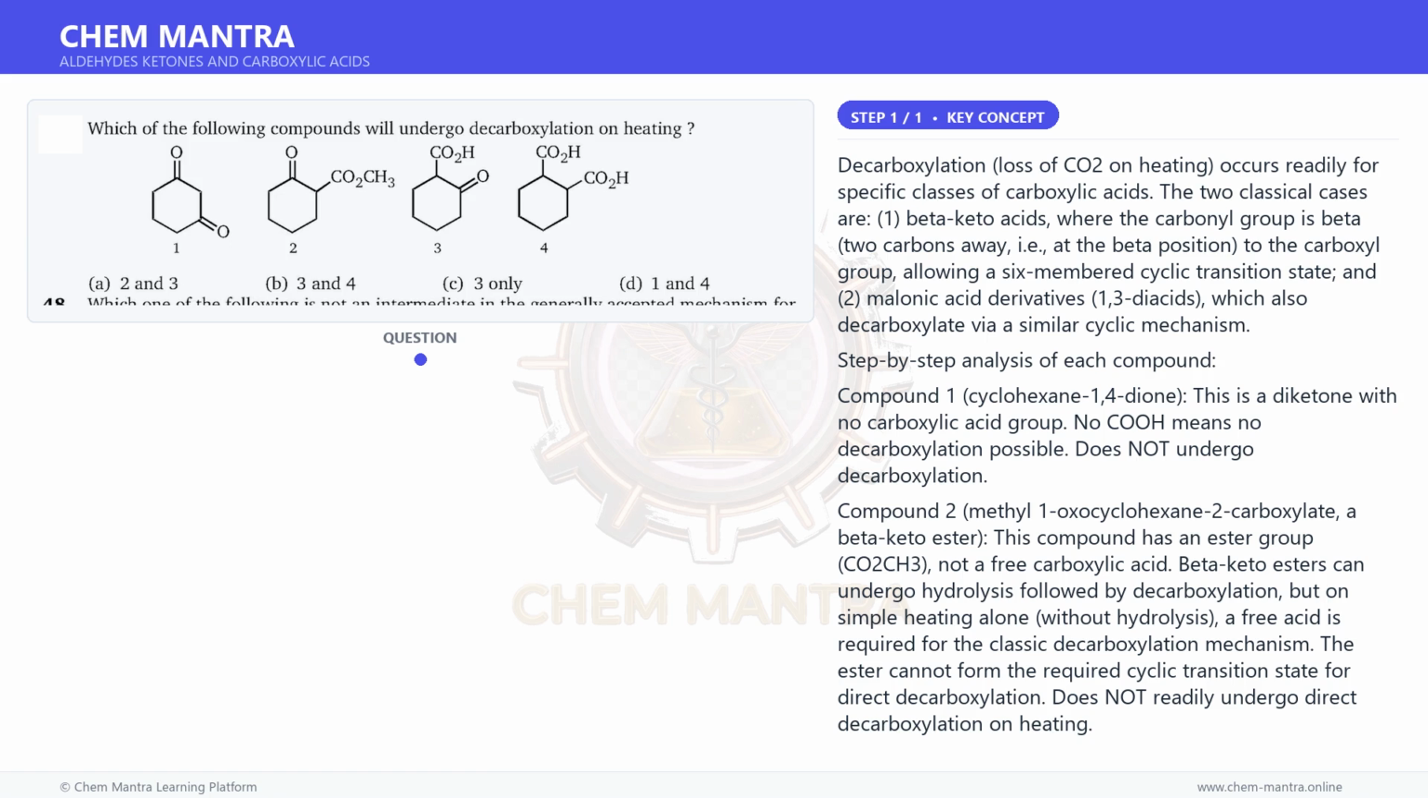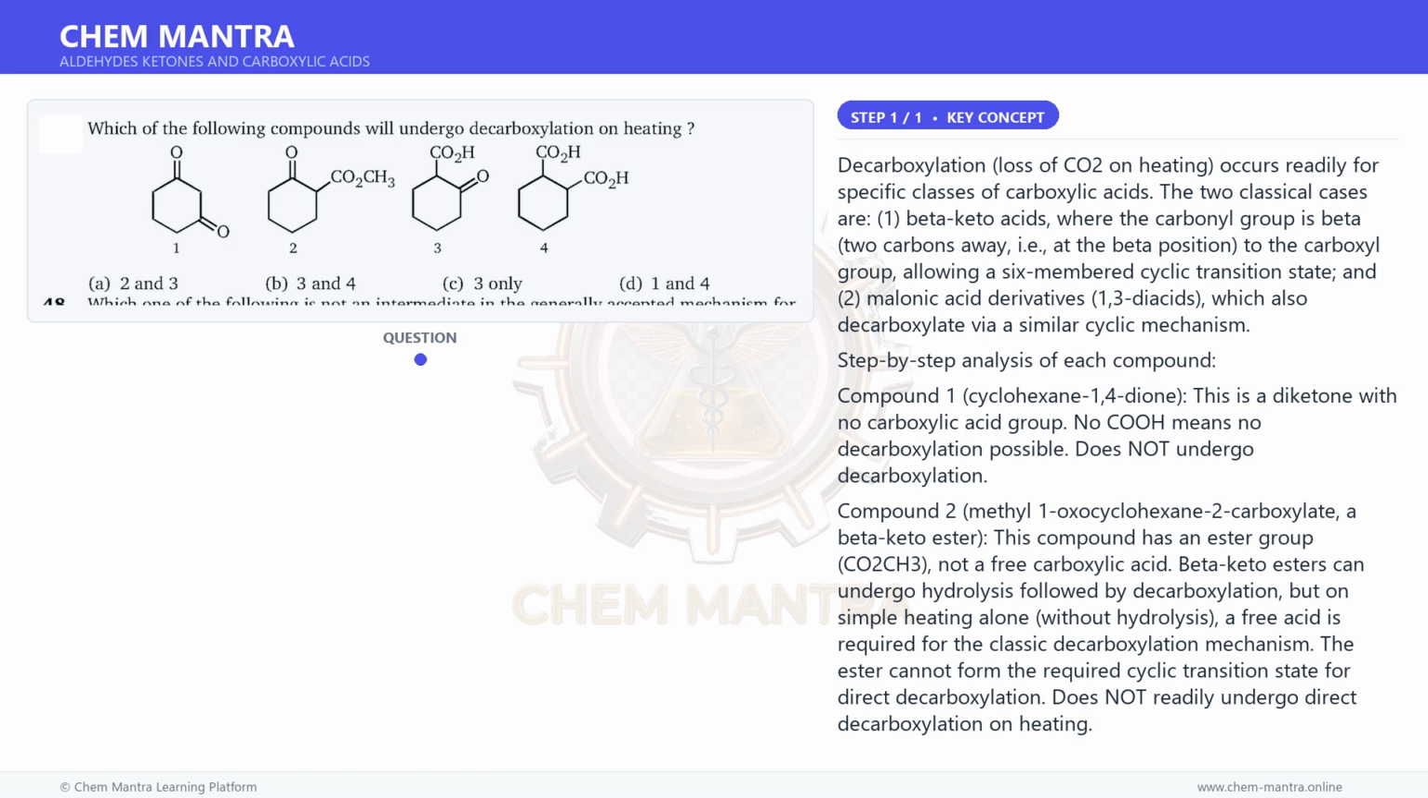Beta-keto acids readily undergo decarboxylation on heating via a 6-membered cyclic transition state involving the beta-carbonyl oxygen, losing CO2 to give cyclohexanone. Undergoes decarboxylation.